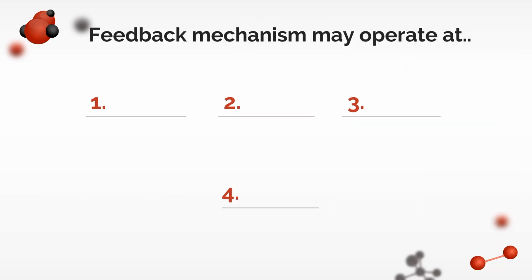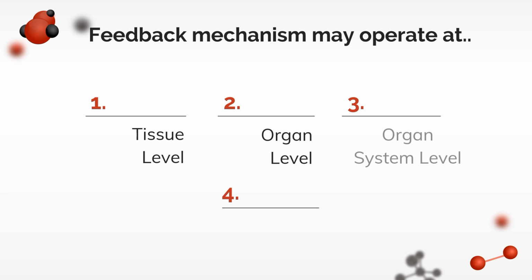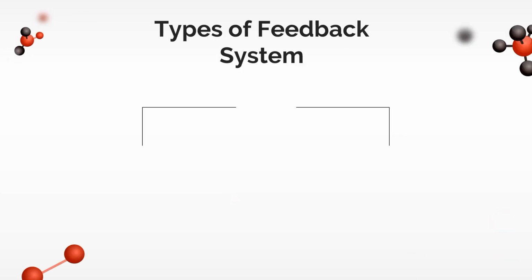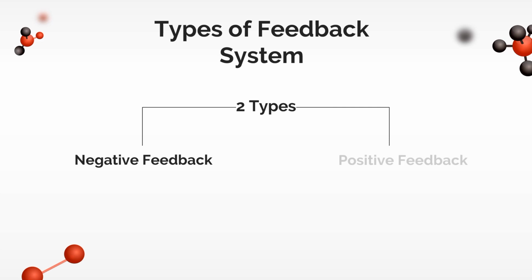A feedback mechanism may operate at the tissue level, organ system level, and body level. So, how many types of feedback systems are there in the human body? There are two types of feedback system. One is the negative feedback system and the other is the positive feedback system. The negative feedback system is more common in the human body.